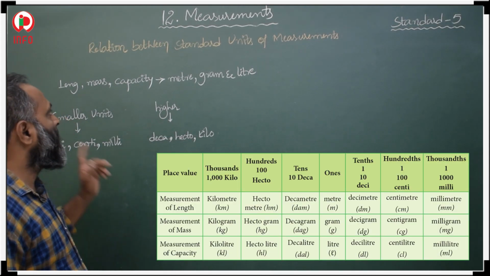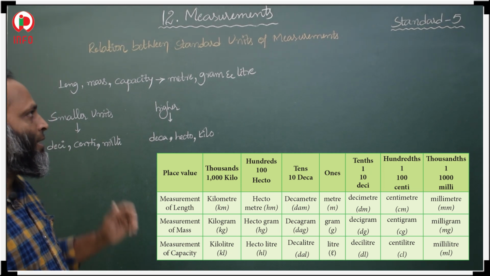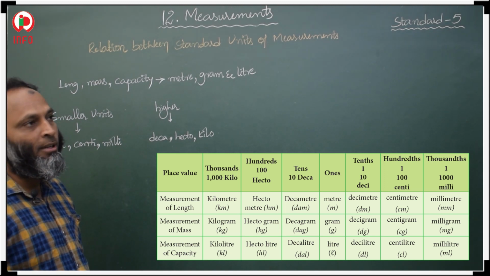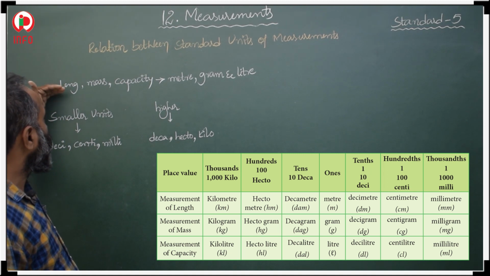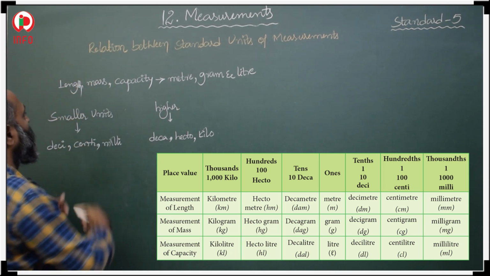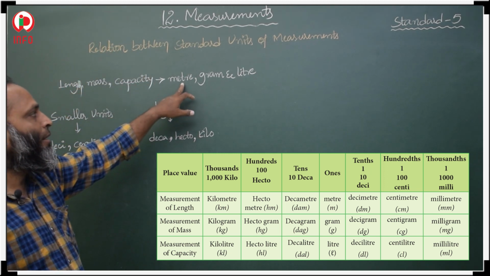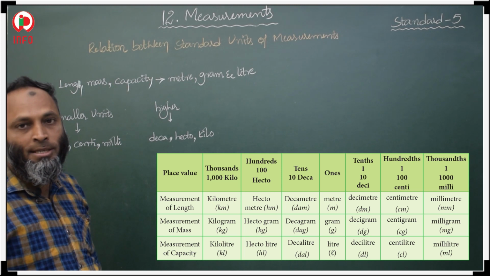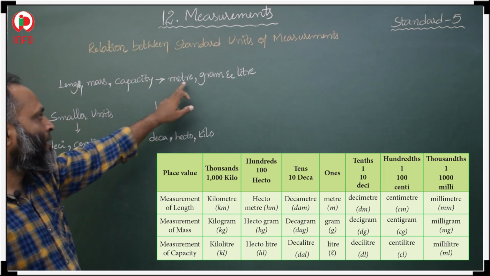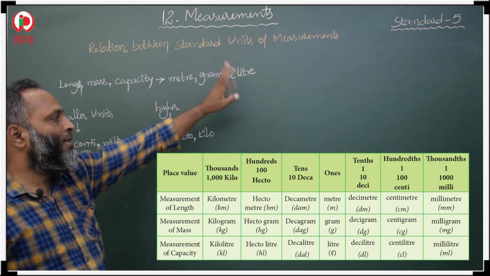See here, students, the relation between standard units of measurements. Here the relation chart is given, the relation between the standard smaller units and bigger units. Before that, length, mass, capacity: the standard units are meter, gram, liter. The standard unit of length is meter, of mass is gram, and of capacity is liter.